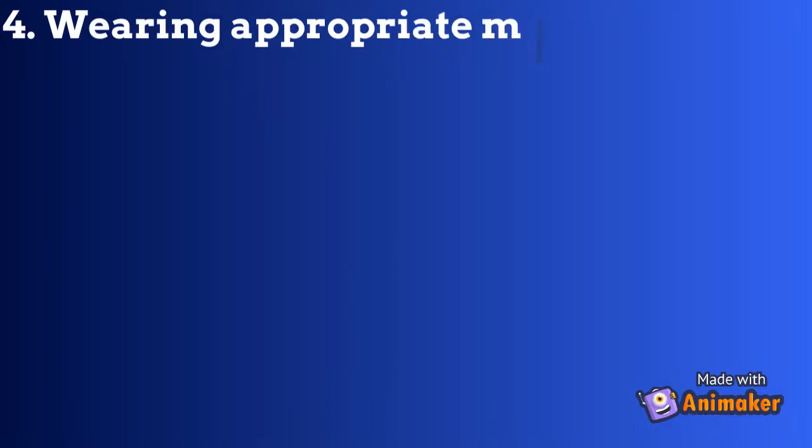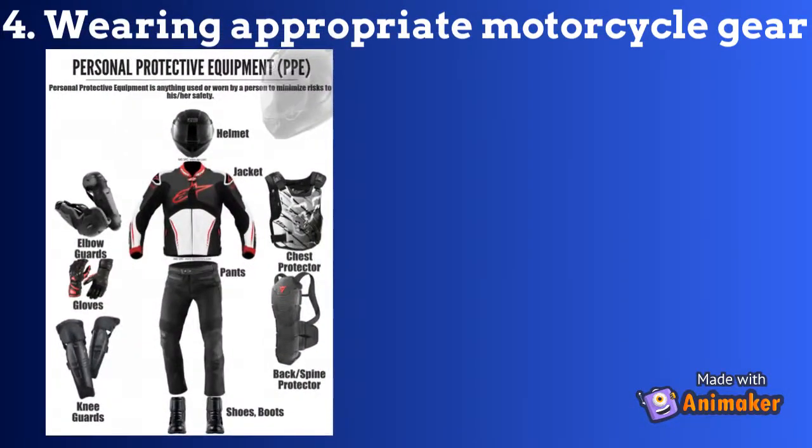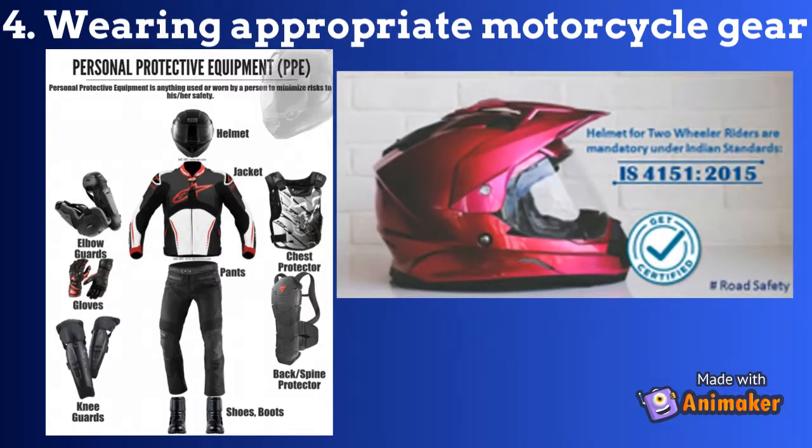Number 4. Wearing appropriate motorcycle gear. Appropriate gear involves everything from a full covered helmet to over the ankle boots. Authentic safety gear is made with padding to cover your joints and protect them during a crash. Wearing such expensive and heavy gears might not be possible in the Indian road scenario, but wearing a proper helmet with IS 4151 mark is extremely necessary to prevent serious damage in case of accidents.